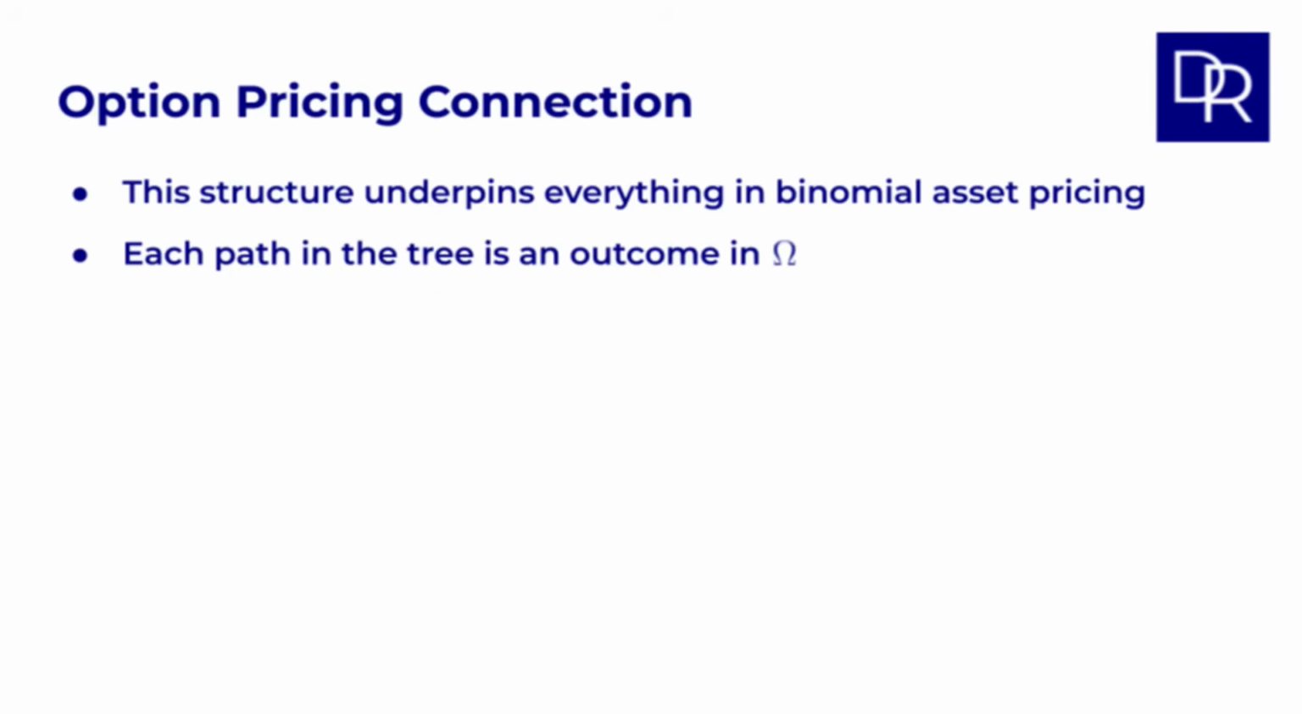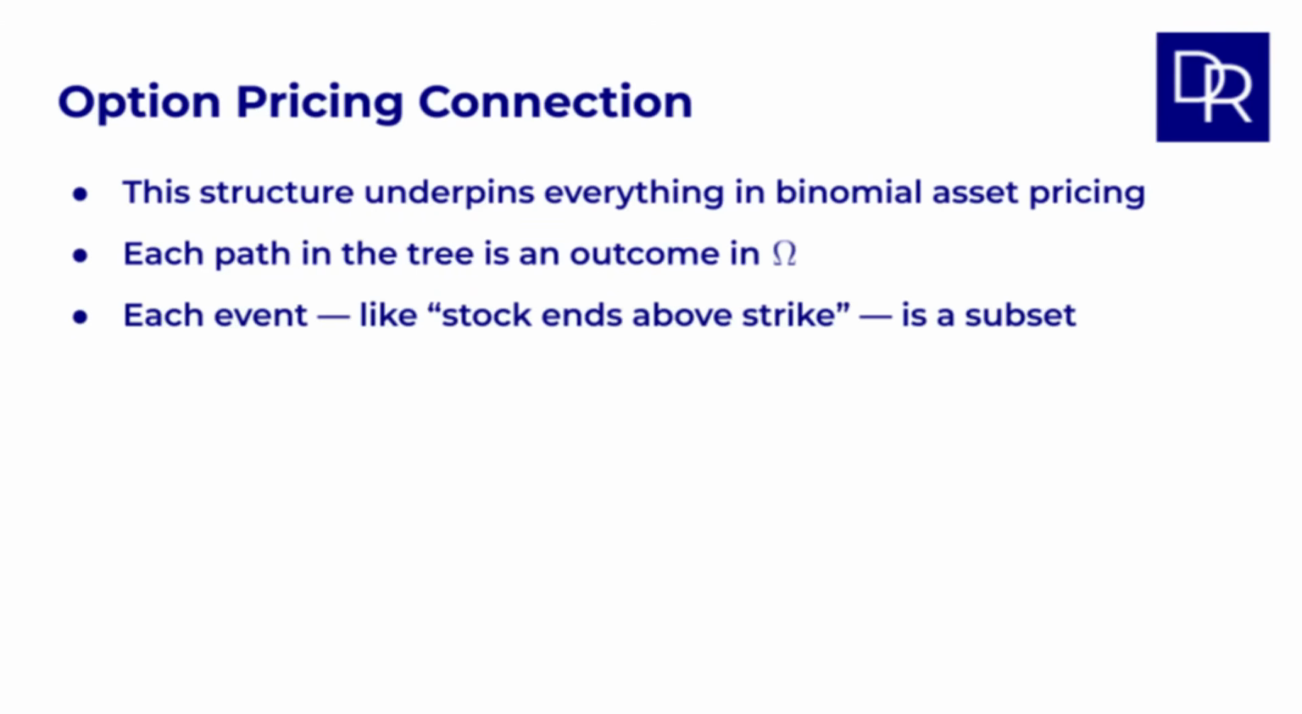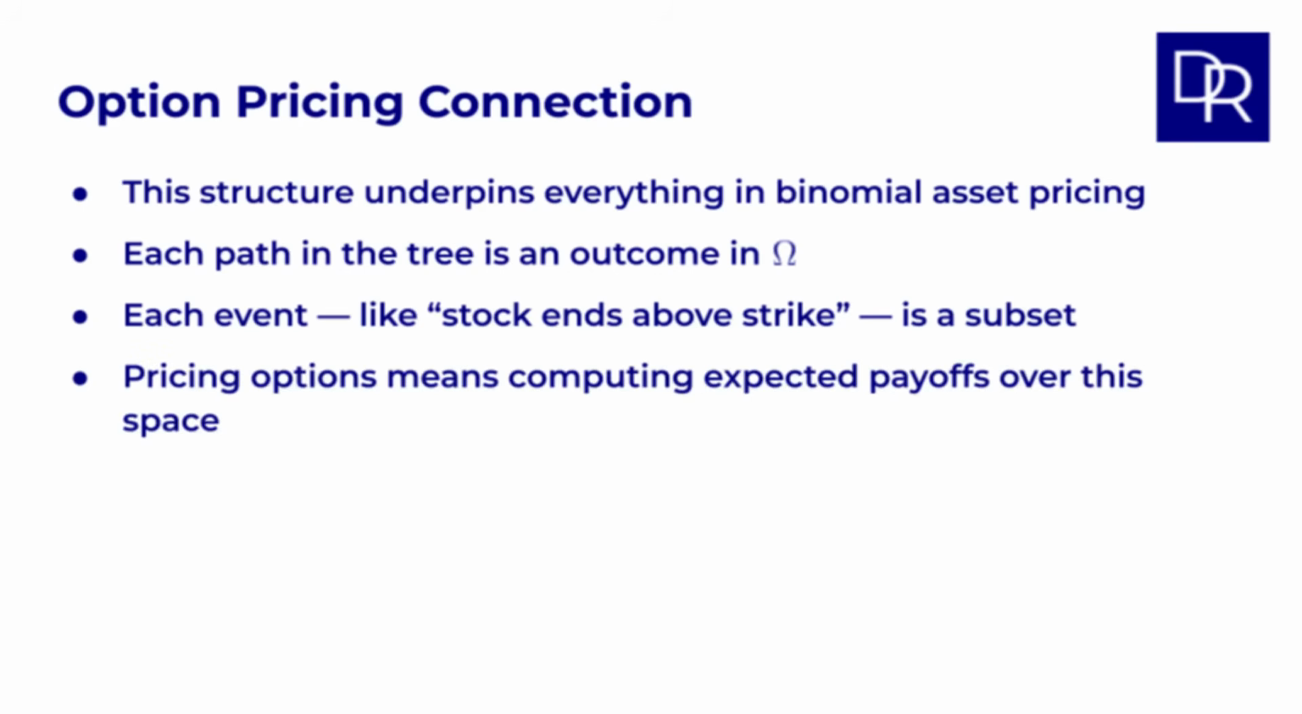Each path in the tree is an outcome in the sample space omega. Each event, like the stock ends above the strike price, is a subset of the sample space. Pricing options means computing expected payoffs over this space.